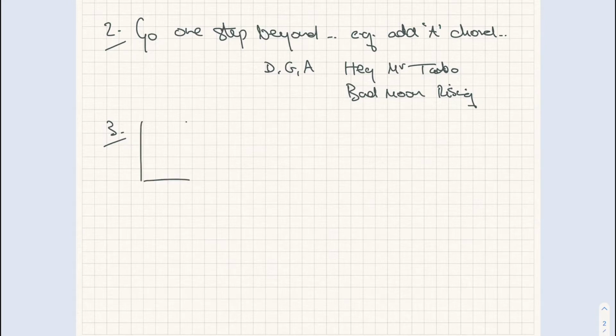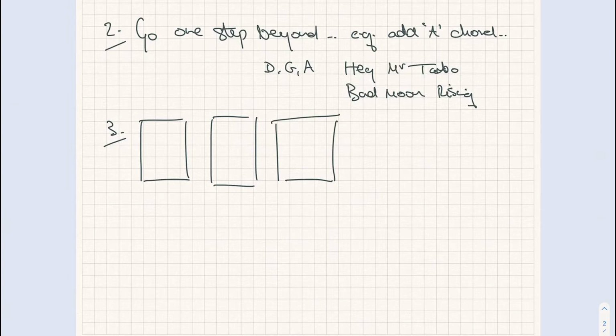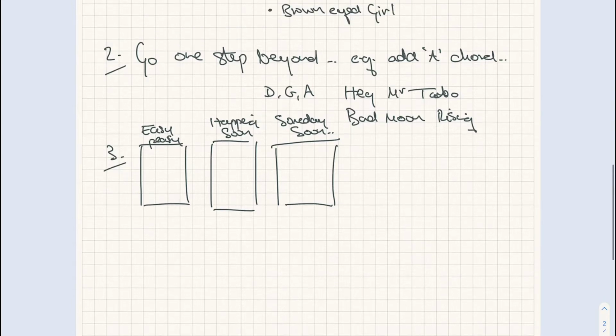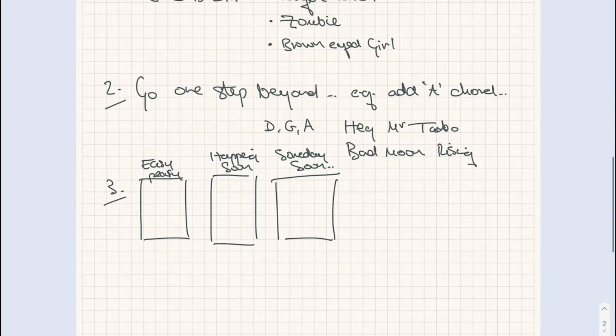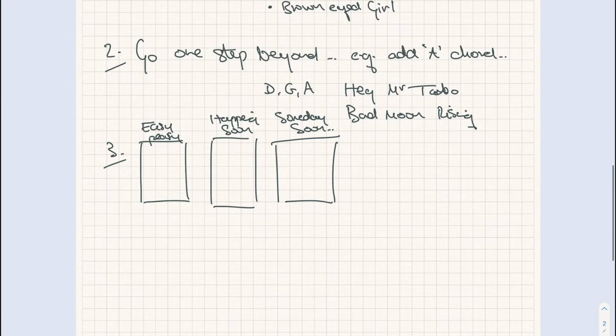I think of songs and I put them into 3 buckets like this. I put them into easy peasy. I put them into happening soon. And I put them into someday. Someday soon. Okay? Gotta have the possibility. So, for example, Bad Moon Rising is far more up-tempo than Hey Mr. Tambourine Man.